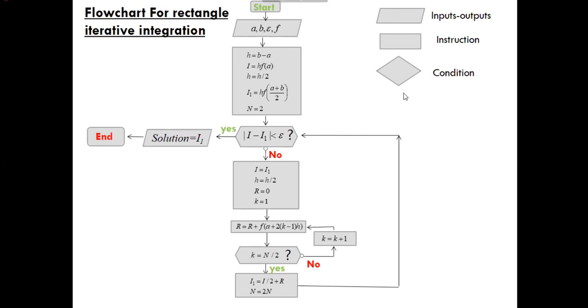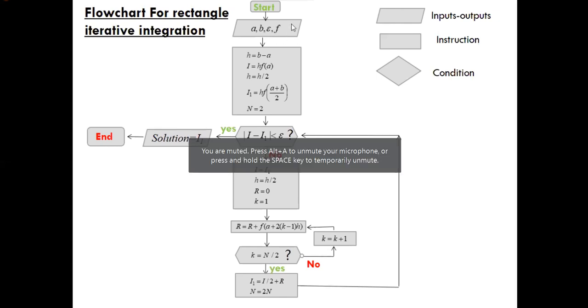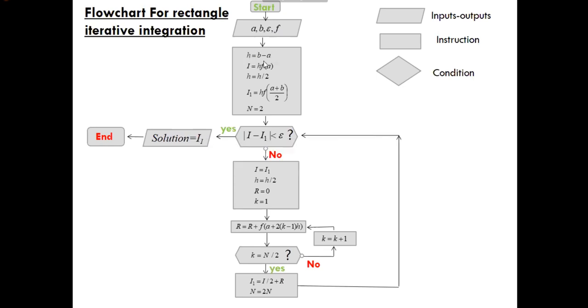so first I start by defining the interval A, B, the interval AB, and the points A and B. Okay, that's not my problem. The precision epsilon that I want on my integral, for example, 10 minus 6, and the function f. And then I start by doing h is equal to b minus a. I is equal to h f of a. So this is the first integral, the first approximation at step 1.